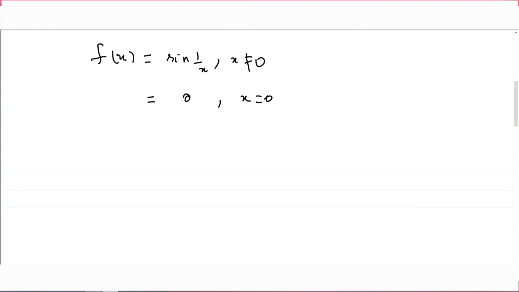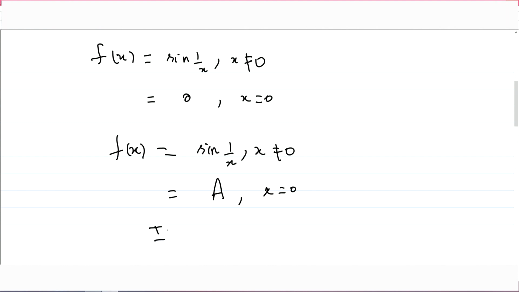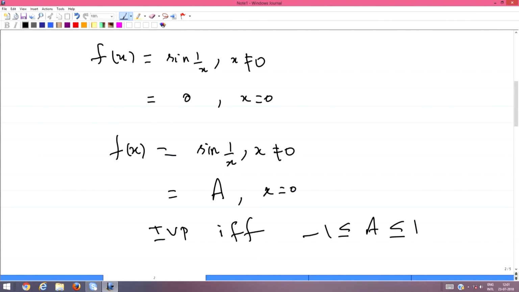In fact, one can show that the function f of x given by sin 1 by x, x not equal to 0, and equal to say some a for x equal to 0, has the intermediate value property if and only if a lies between -1 and 1. So you should be able to solve this problem and give me the solution when you meet me again. I expected that you would answer me when I gave you the question.